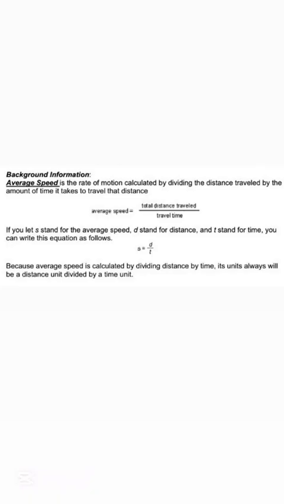Background information. Average speed is the rate of motion calculated by dividing the distance traveled by the amount of time it takes to travel that distance, okay? The rule is average speed equals total distance traveled over travel time. If we say that S is the symbol of speed and D is the symbol of distance, and let T stand for time, we can write the rule as follows. S equals d over t. The unit of speed is calculated by dividing the distance unit over the time unit. This is the definition of average speed.